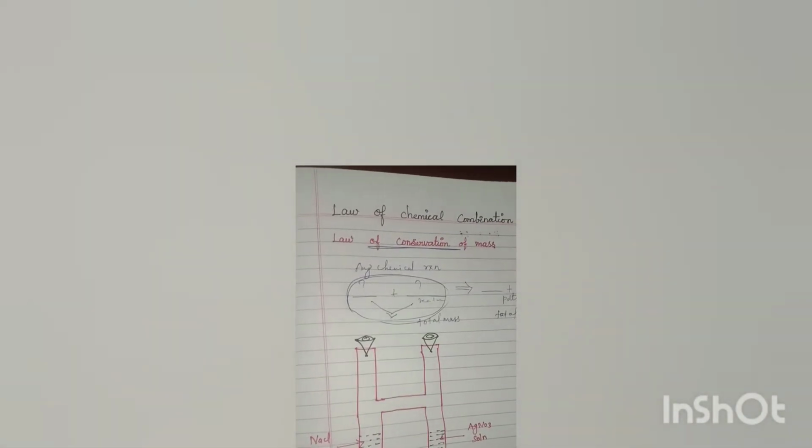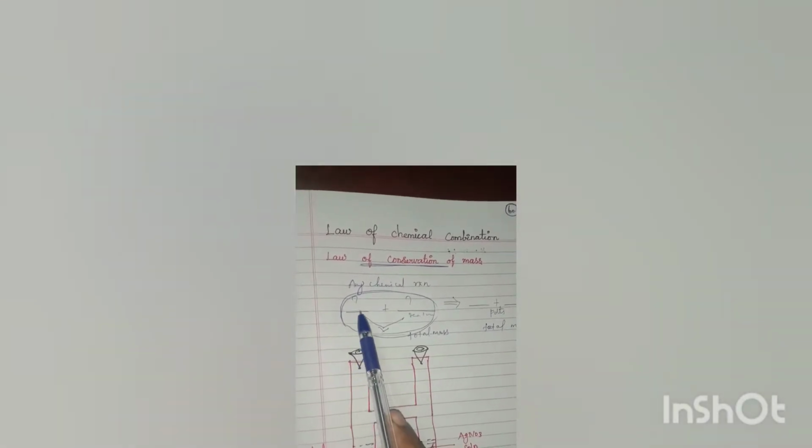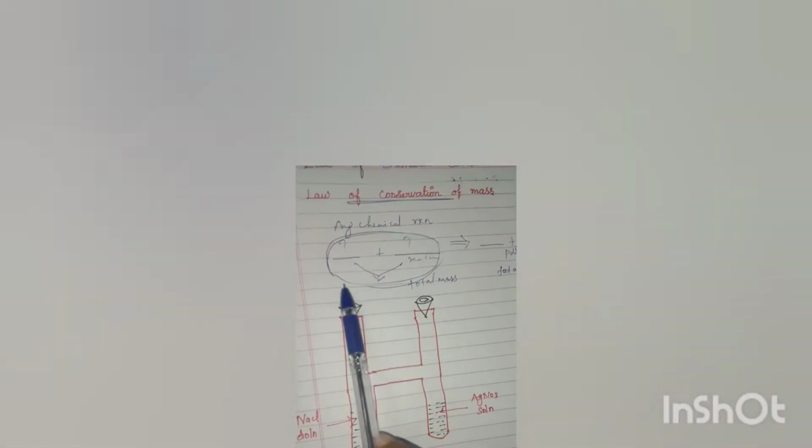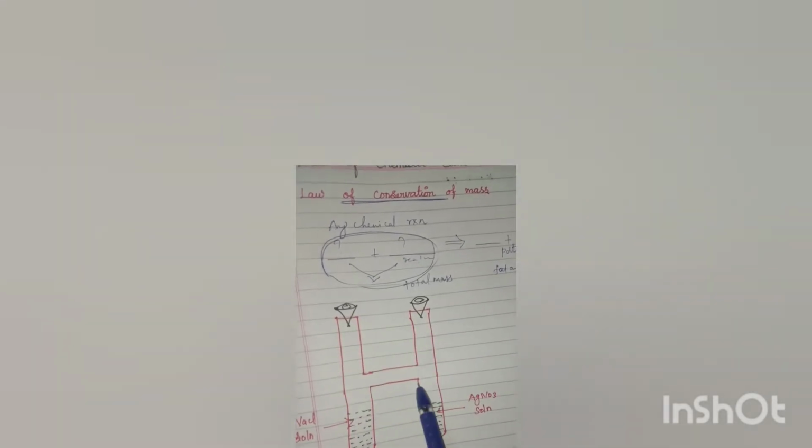See this experiment. This is Landolt's tube, an H-shaped tube. In this tube we are taking two substances, two reactants that react with each other. Here in this H-shaped tube I am taking sodium chloride solution and silver nitrate solution. Then the mouth of this H-shaped Landolt's tube is closed using a cork.